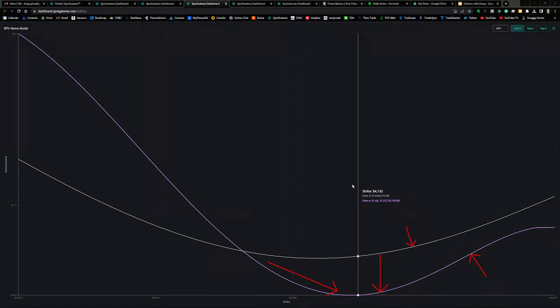Right now, that's about where SPX is trading. I've got 41.28 right now, so right around this level. And above that level, market makers will need to start selling futures to hedge their delta exposure.